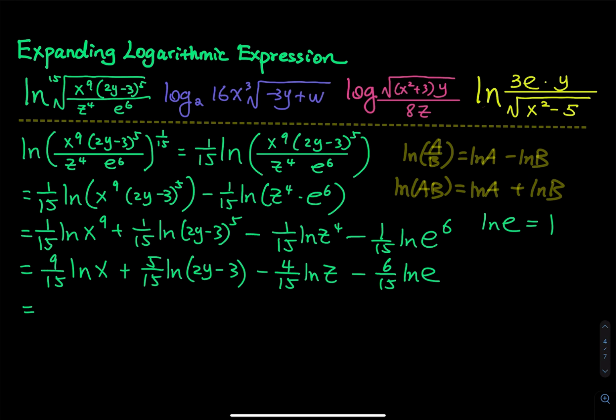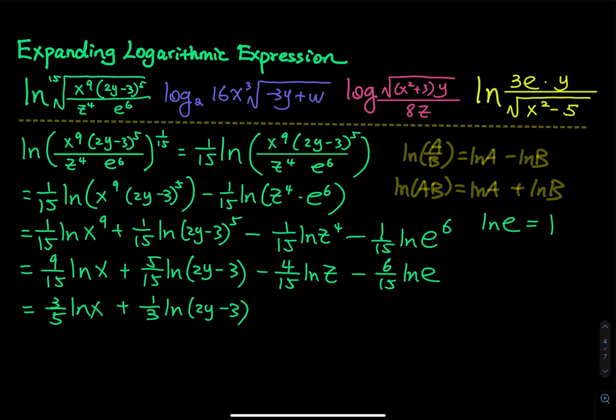Alright, so the last step is we will reduce the fraction. Divide top and bottom by 3. We have 3 over 5 ln x. Make sure nothing else can be done in this term. And then 5 over 15 is 1 over 3; divide top and bottom by 5. You have ln 2y minus 3. Make sure this term cannot be expanded any further.